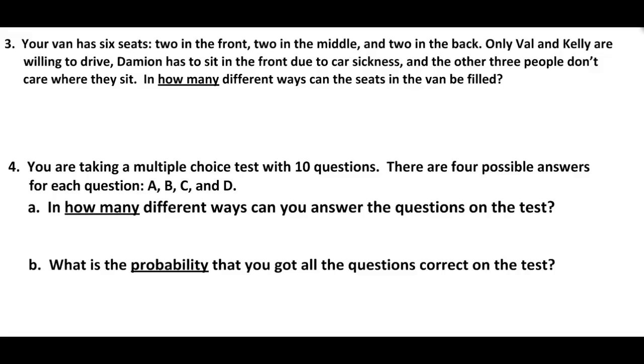Number 3 is actually a little bit different. It says your van has 6 seats, 2 in the front, 2 in the middle, and 2 in the back. Only Val and Kelly are willing to drive. Damien has to sit in the front due to car sickness, and the other 3 people don't care where they sit. How many different ways can the seats in the van be filled?